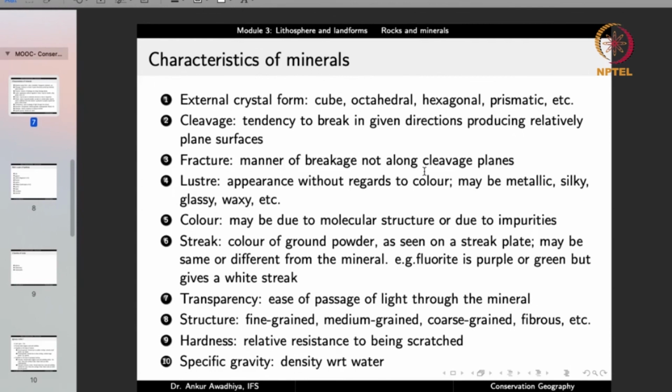Another characteristic is the luster of a mineral. Luster is the appearance without regard to color. So if you forget about what the color of the mineral is, what is the appearance like? Is it very shiny? If it is very shiny, it looks like a metal, we'll say that it has a metallic luster. Or if it looks like silk, we'll say that it has a silky luster. If it looks like glass, we'll say that it has a glassy luster or a vitreous luster. If it looks like wax, that is, it has a bit translucent sort of appearance, just like wax, then we'll say that it has a waxy luster.